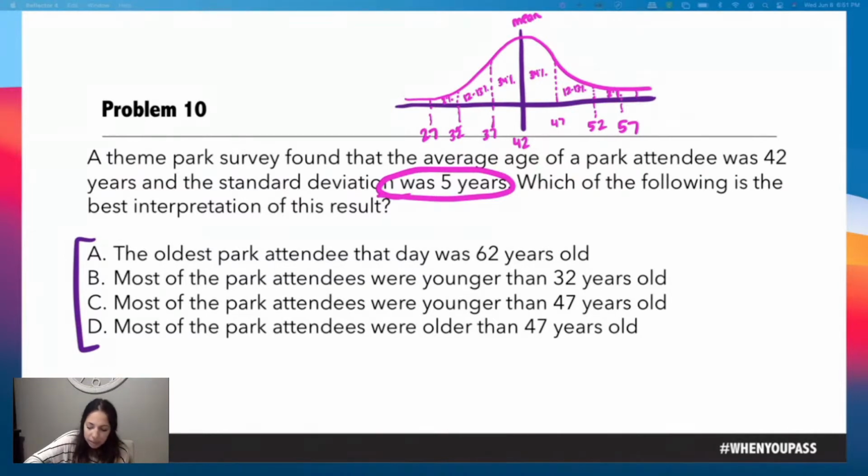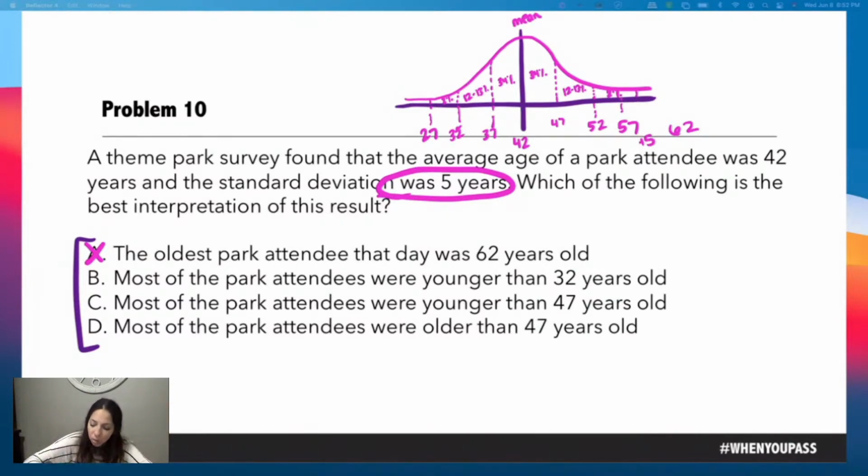So, which of the following is the best interpretation of this result? The oldest park attendee was 62. Well, I could add 5 to 57 and get 62. But when we're looking at standard deviation, we know that we can't do oldest and youngest. They didn't give us the data. They just gave us where the data could be. So I can't know what the oldest or what the youngest or what the mediumest person was. I can only say where the data fell.